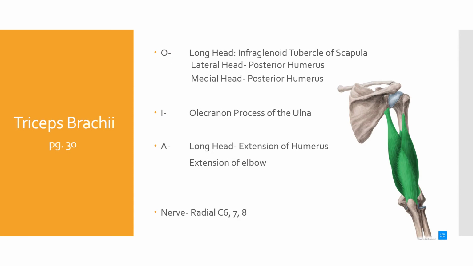Triceps brachii origins, long head, infraglenoid tubercle of scapula. Medial and lateral head, posterior humerus. Insertion, olecranon process of the ulna. Two actions, long head, extension of humerus, also extension of elbow.